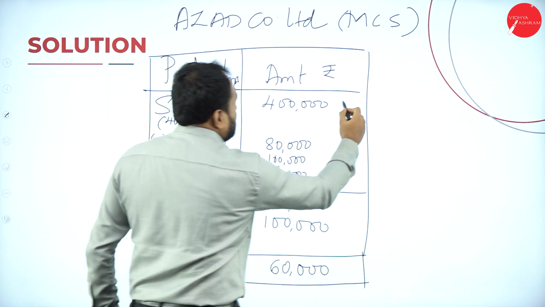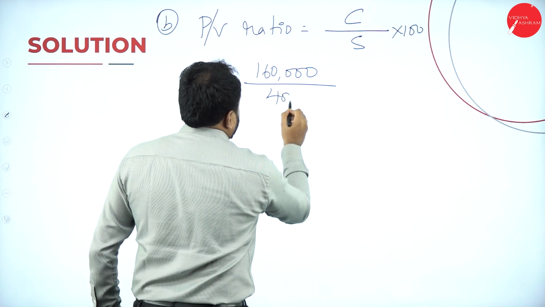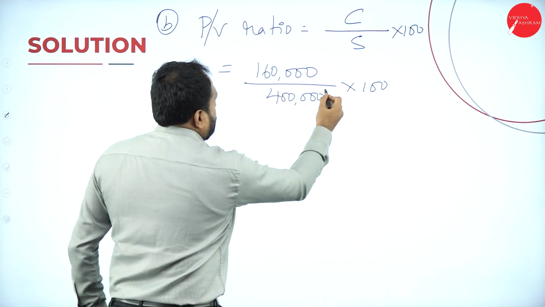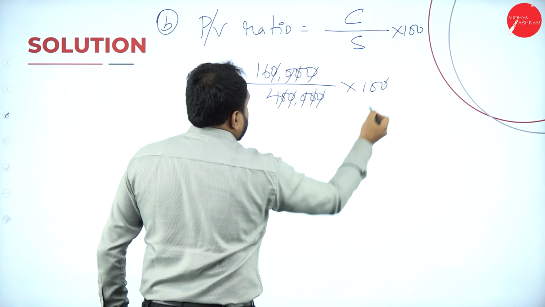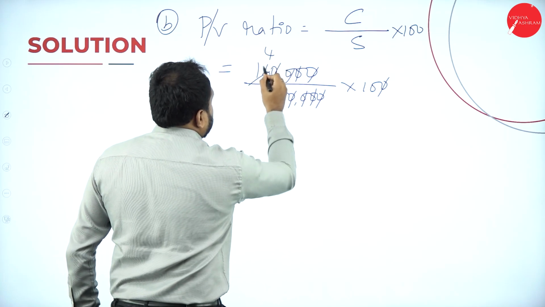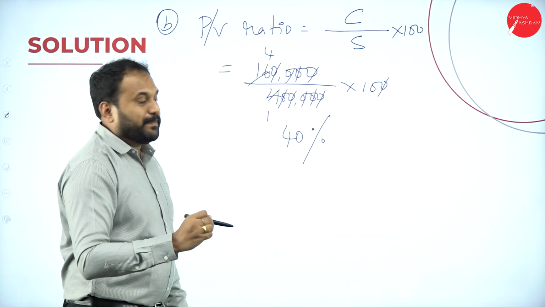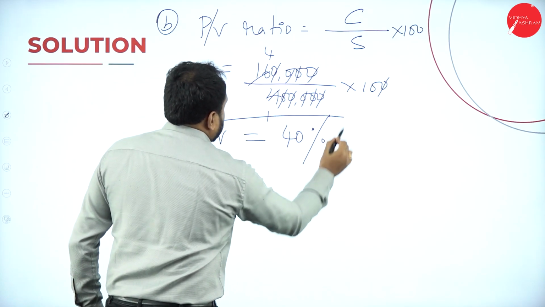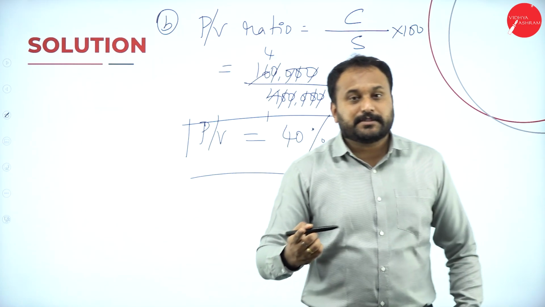Here only the sales is given, that is 4 lakh. So we'll write here 4 lakh into 100. Now 1, 2, 3, 4. 1, 2, 3, 4. Done. 1 here, 1 here. 4 ones are 4, 4 fours are, 4 into 10 is 40. PV is always written in what? Percentage. So PV is equal to 40%. So I got my PV. So we are done with the second question, that is PV ratio.